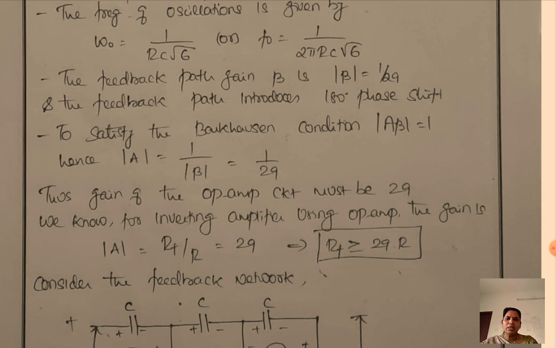We have derived the gain of the inverting amplifier as A equal to RF by R. This you have studied in op-amp applications, where the gain is derived in terms of the feedback resistor and the series resistor, so I have taken the equation from that. So A is equal to RF by R. As we just discussed, the gain has to be equal to 29. In terms of RF, you can write RF equal to 29 times R, or we need to select RF greater than or equal to 29 times R.